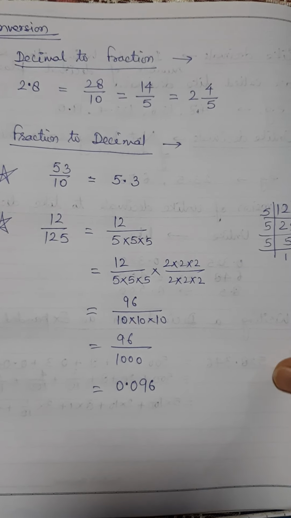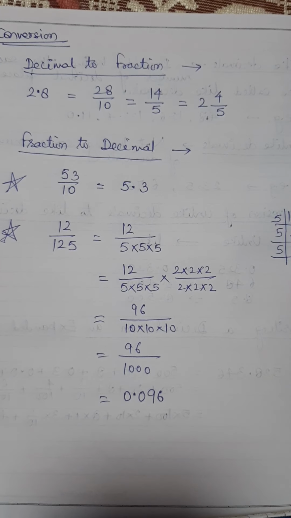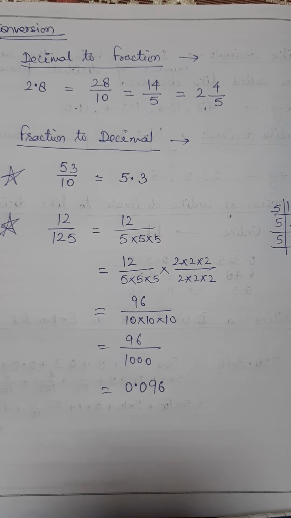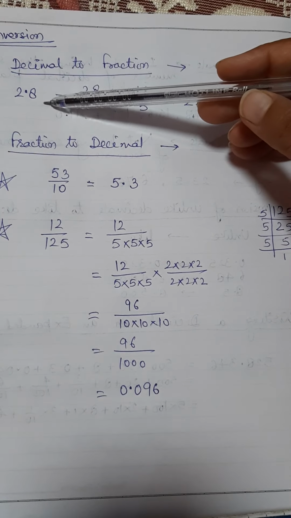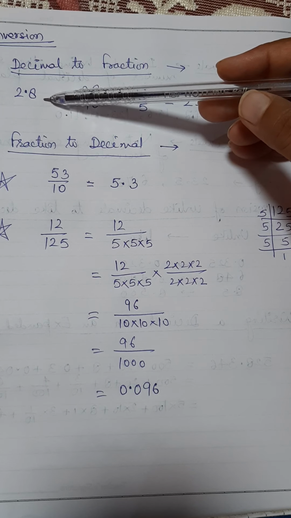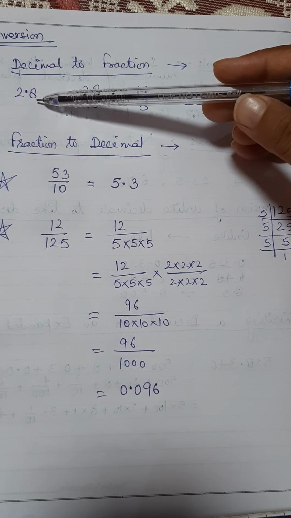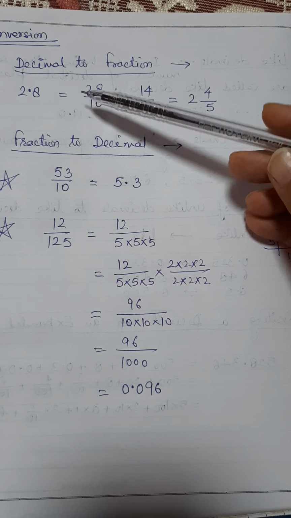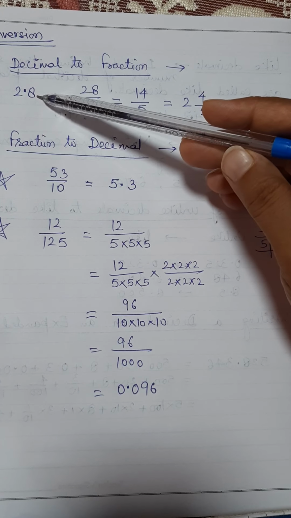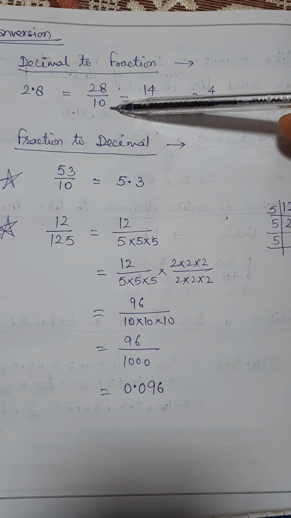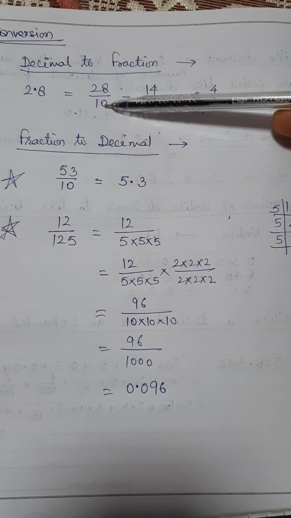Now the conversions. Conversion of decimal into fraction. So we are given a decimal number 2.8, right? Just removing its decimal, we have one place after the decimal, so we have to put 10 in the denominator. So 28 upon 10.